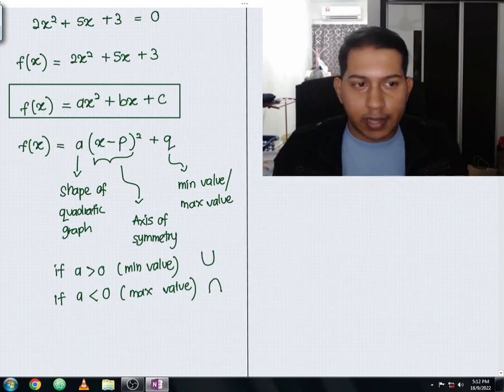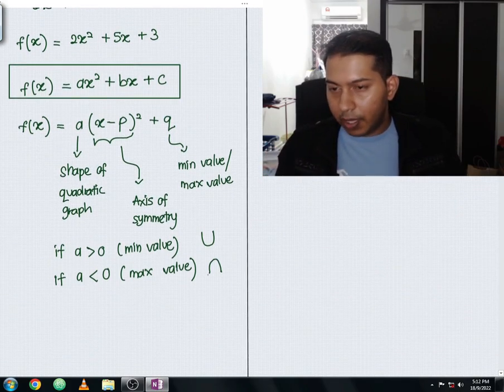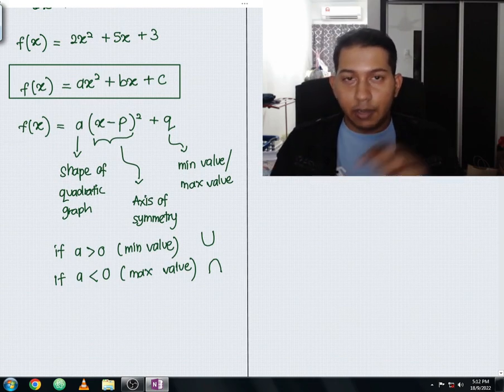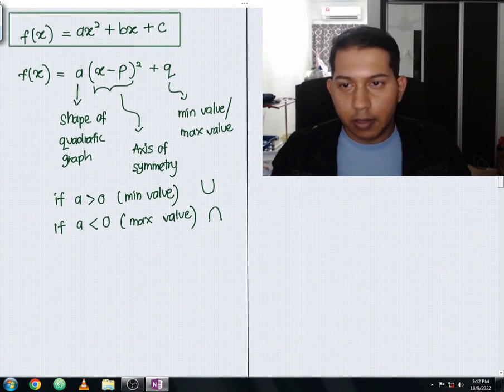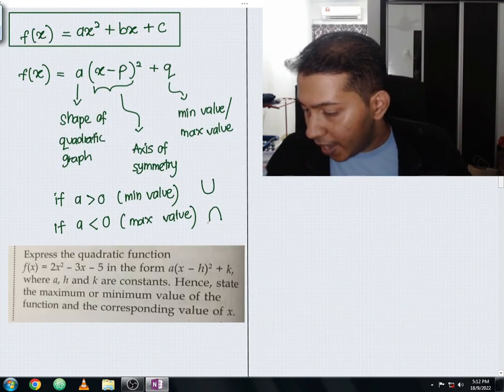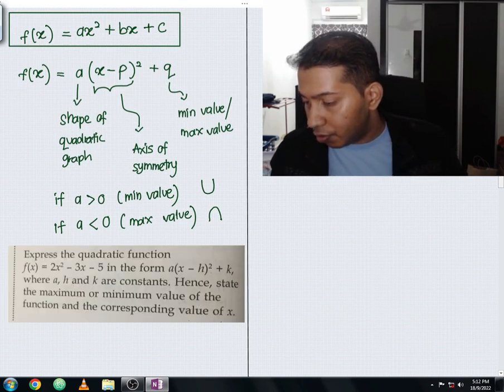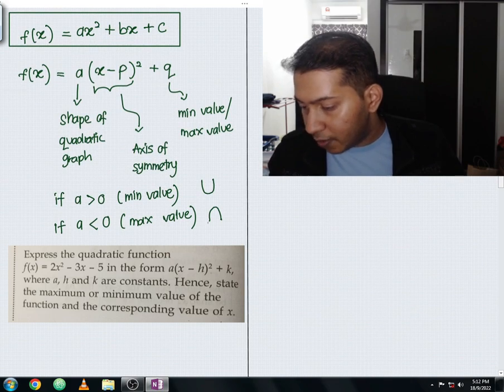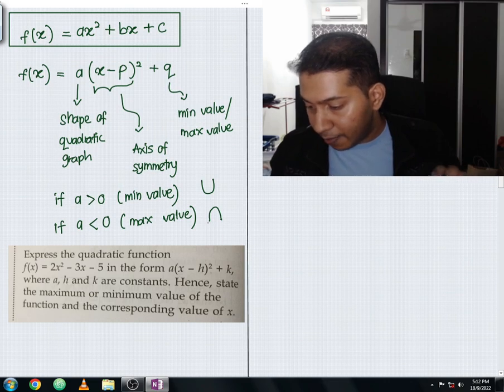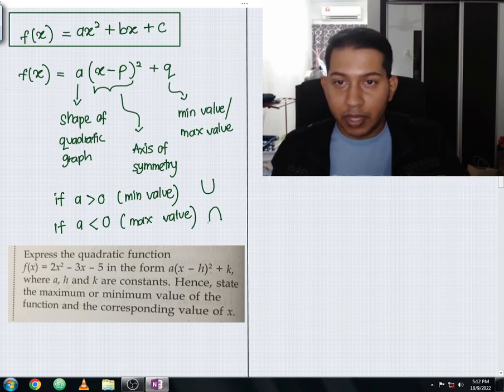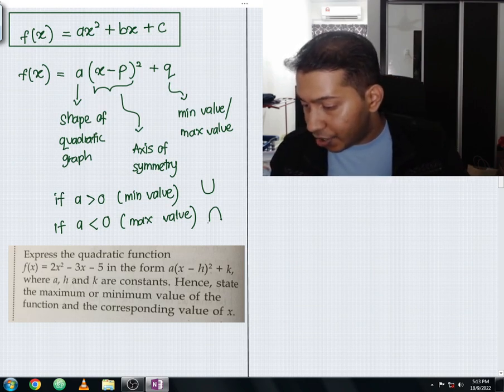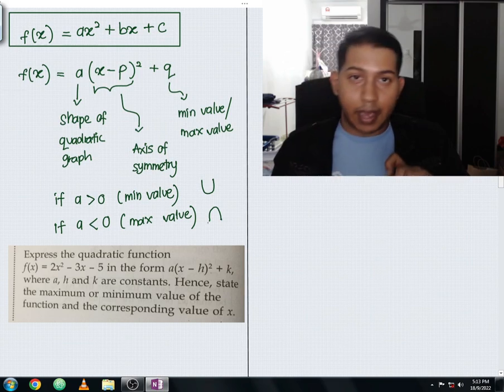So let's take a look at one example. Let me read it now. It will appear on the screen here. Express the quadratic function f(x) equals 2x squared minus 3x minus 5 in the form a(x minus h) squared plus k. As you can see here, the coefficients are named h and k, where a, h and k are constants. Hence state the maximum or minimum value of the function and the corresponding value of x.